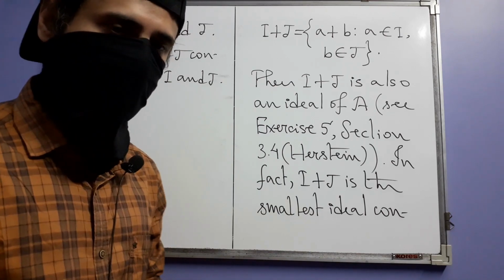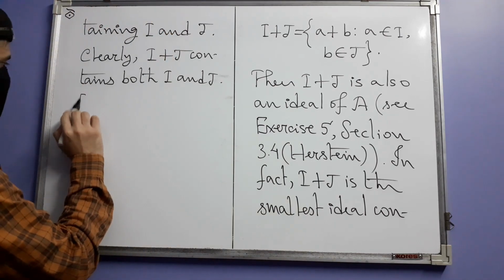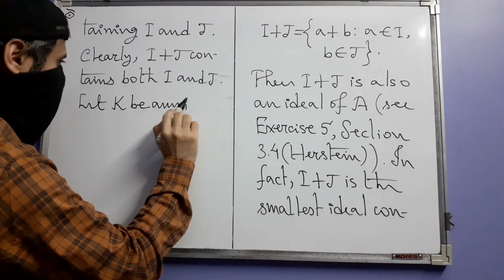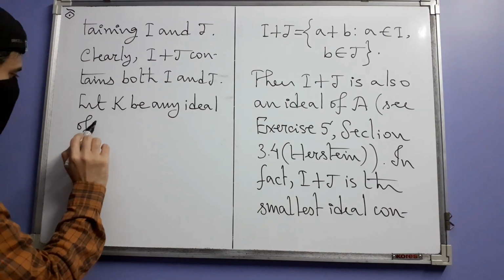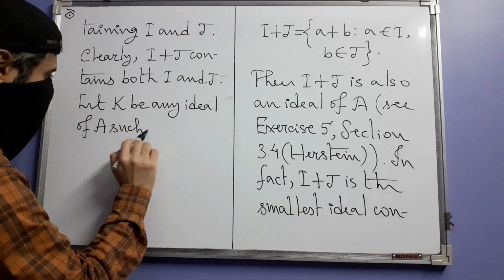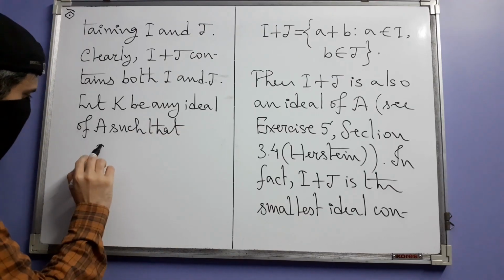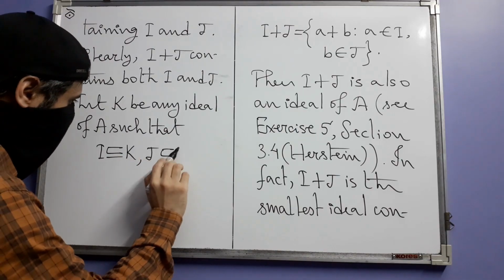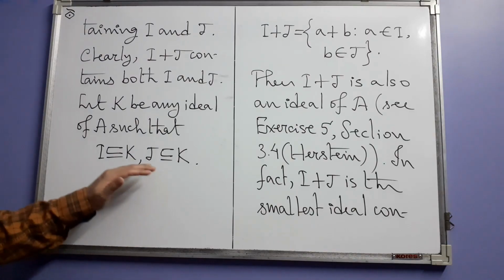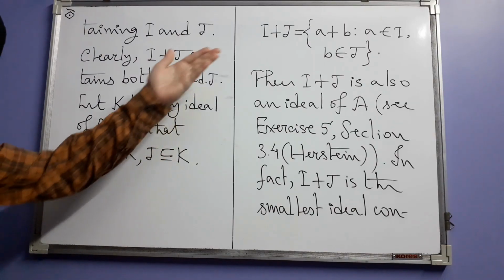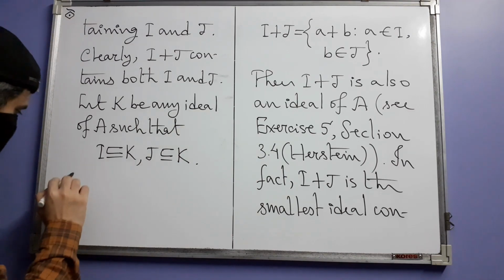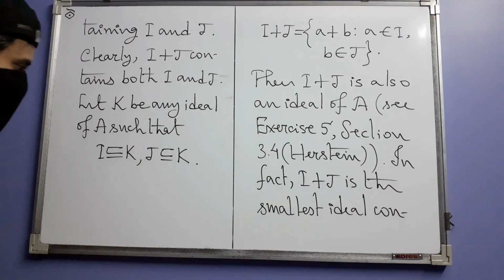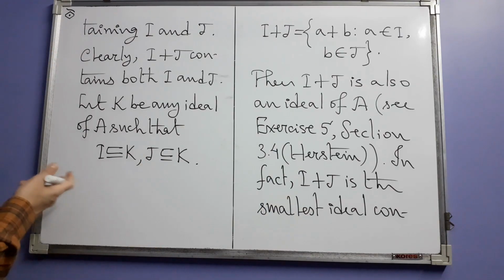But why is it the smallest ideal? Let K be any ideal of A such that K contains both I and J. Our aim now is to prove that K also contains I plus J. So for that, we are going to choose any element of I plus J and show that it also belongs to K, which, you can maybe see, is almost obvious.